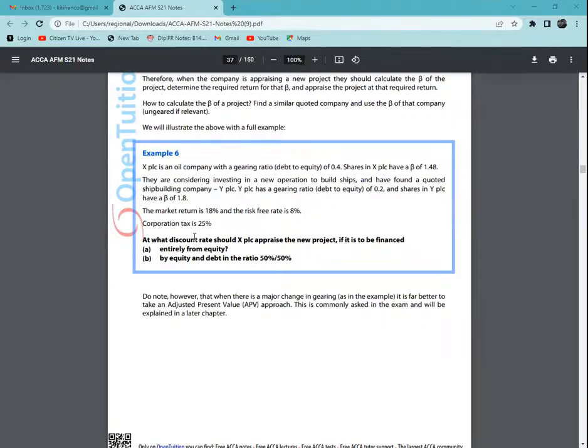Now, my good students, I can see a situation where I've got two beta values, 1.48 and 1.8. Between those two beta values, which one is the relevant beta value that I should start using for purposes of computing a base net present value? Which one is the most relevant beta? Should I use 1.8, or rather 1.48?